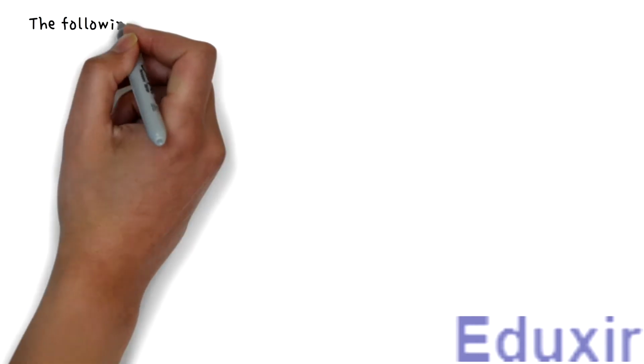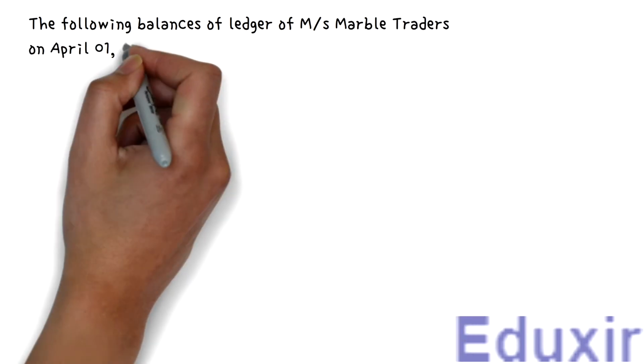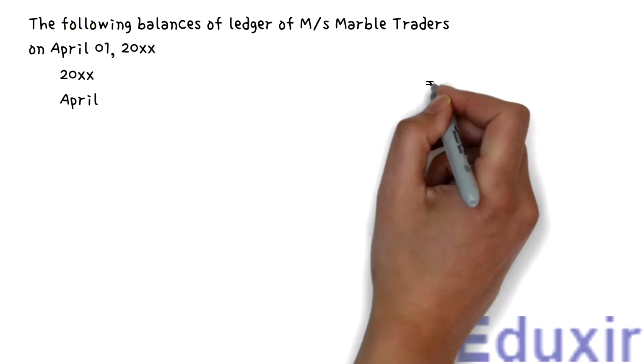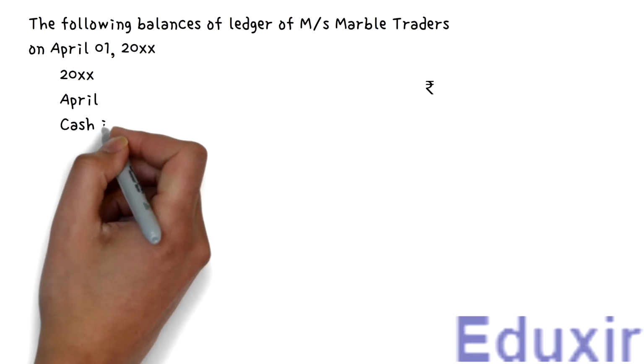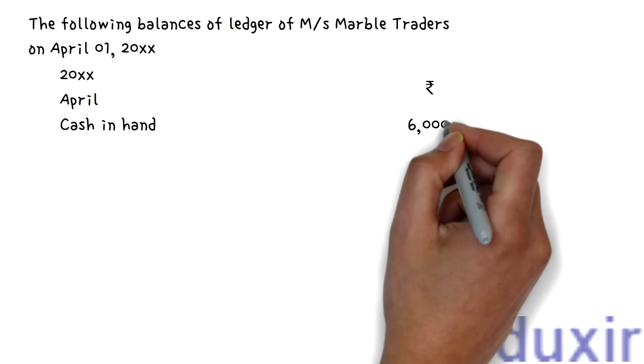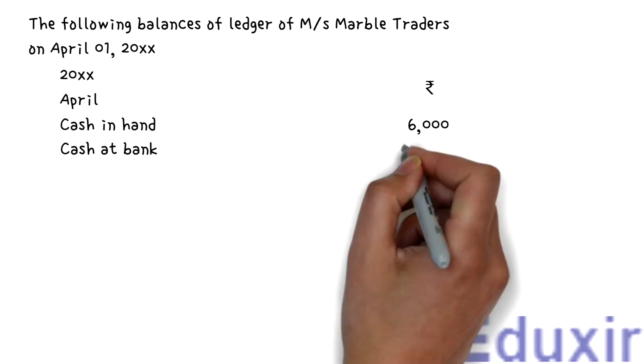The following balances of ledger of Messrs. Marble Traders on April 1st, 2000 plus. The year is 2000 plus and the month is April. Cash in hand 6,000 rupees. Cash at bank 12,000 rupees.